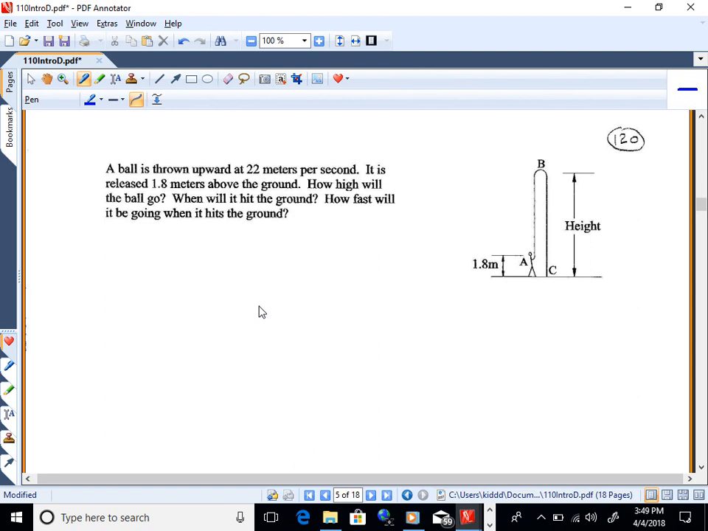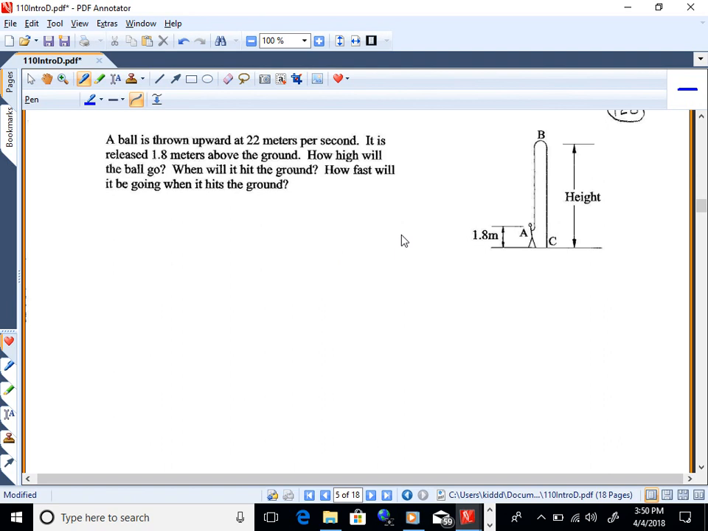Well, why don't we look at an example here? Let's take a ball and throw it up at 22 meters per second. And we'll release it 1.8 meters above the ground. Let's see how high it's going to go and when it'll hit the ground. Okay. All right. So you all got this? This should be on page 120. Okay.